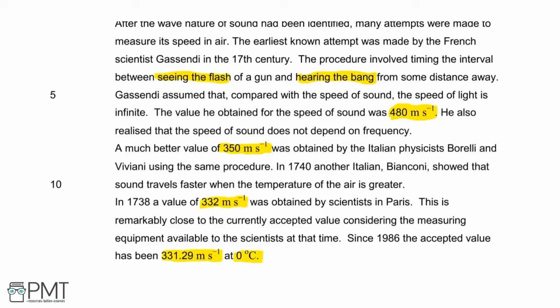Now, what you'll notice is that as you progress through that text, the values for the speed of sound get closer and closer to what we class as the true value, which is the one at the bottom there. So you can see it goes from 480 to 350, 350 to 332, and then 332 to 331.29. Not only is that final value considered to be the most accurate, it's also the most precise because it's to 2 decimal places.